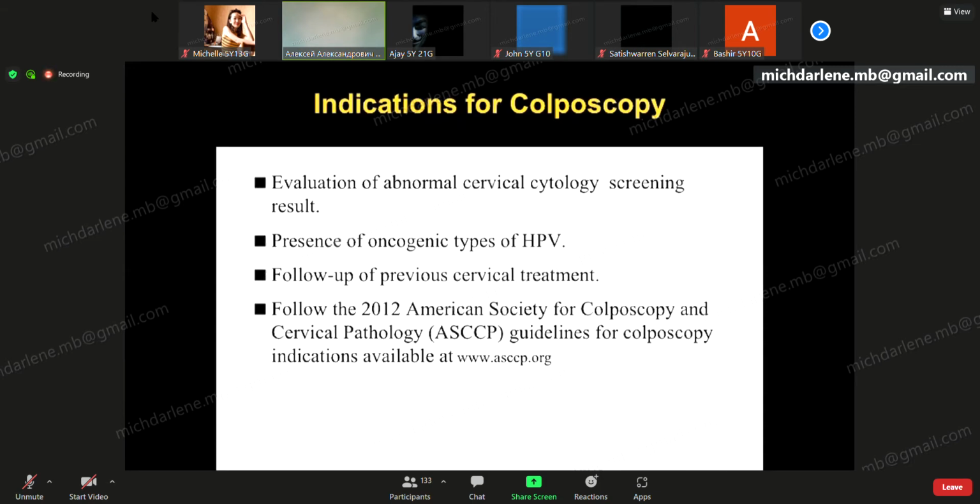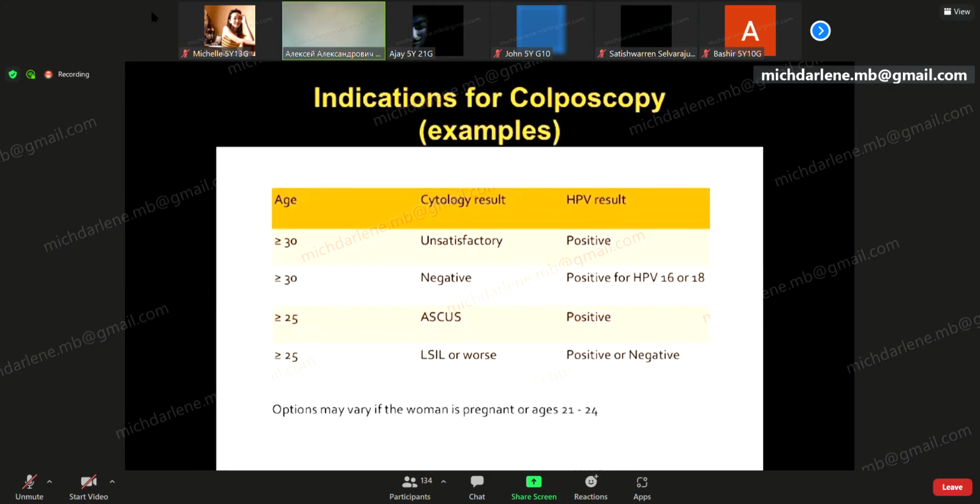Indications for colposcopy are to evaluate abnormal cervical cytology screening results, presence of oncogenic types of HPV, and follow-up of previous cervical treatment. For more information about the indications of colposcopy, follow the 2012 American Society for Colposcopy and Cervical Pathology. Here is one indication for colposcopy: if the patient is 30 years old or more and cytology is unsatisfactory, but she is HPV positive, you can perform colposcopy. There are many other indications to perform colposcopy.